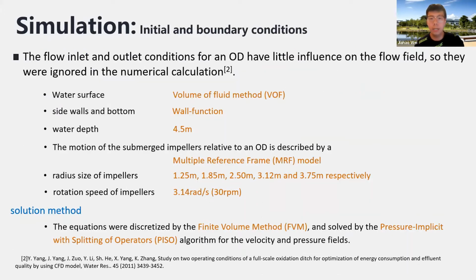Here are the initial and boundary conditions. One thing should be noted: since this study considers the influence of the single factor, radial size r, on the average velocity of the cross-section, the rotation speed of impellers is set as a fixed value, 3.14 radian per second.